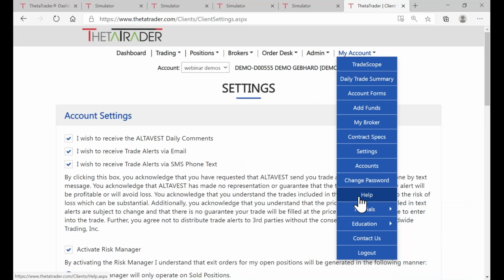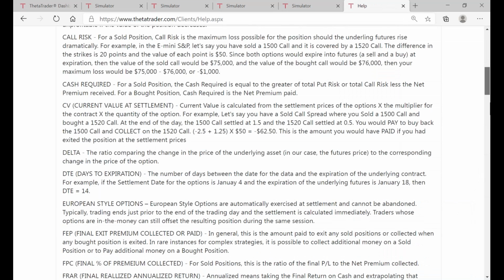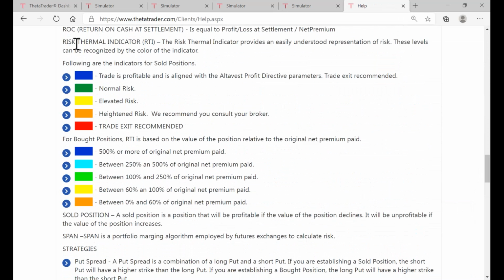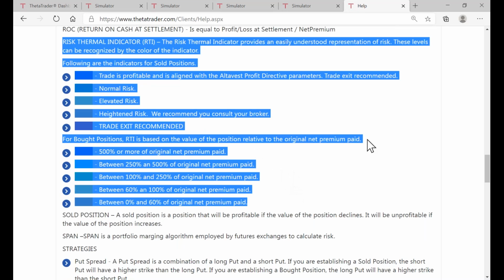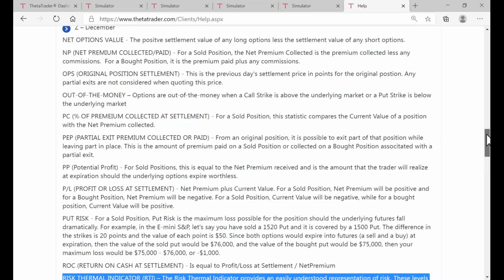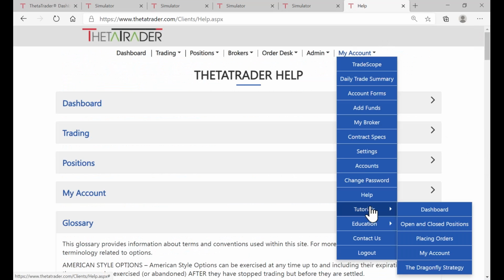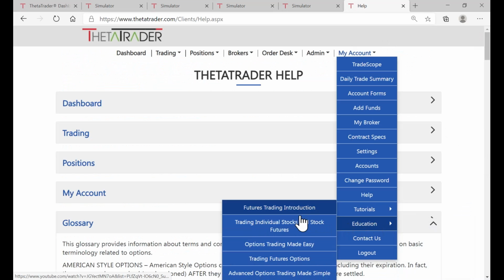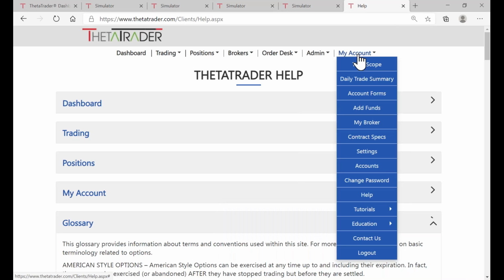And if you wanted a little bit of insight, for example, on how that works, just go to the help file and it describes the RTI here and all the color coding and how it works. I'm not going to spend time going through it all. I just want you to know it's here. And we also have video tutorials on Theta Trader available here, as well as educational series if you want further insight on futures options. But really an option is an option. If you know what a stock option is, you know what a futures option is. It all works the same way.